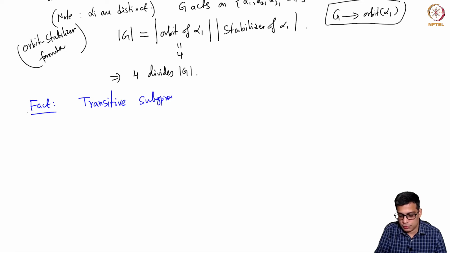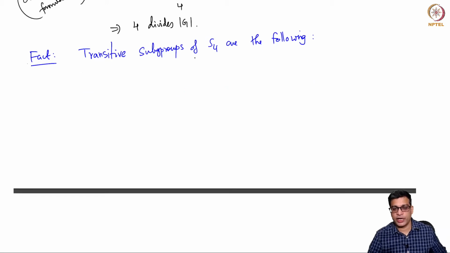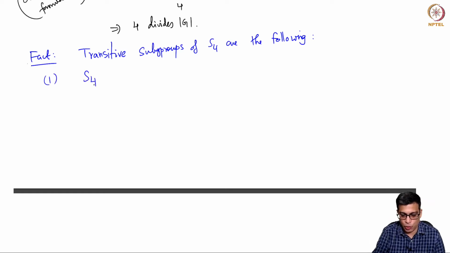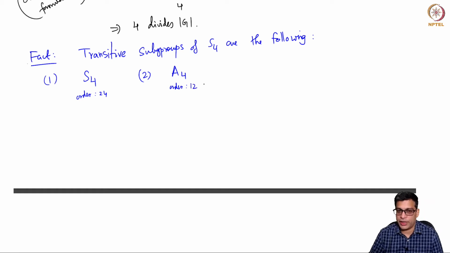Transitive subgroups of S4 are the following. I only made this very easy observation to at least rule out things whose orders are not divisible by 4, but you need to do more work to conclude this. First is of course S4, second is A4. Here the order of S4 is 24, and the order of A4 is 12. These are both going to be transitive obviously, because given any pair of indices, there is an even permutation which sends one to the other.